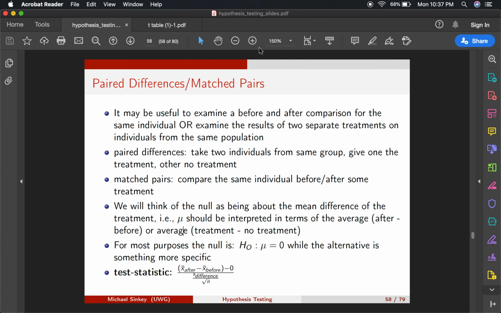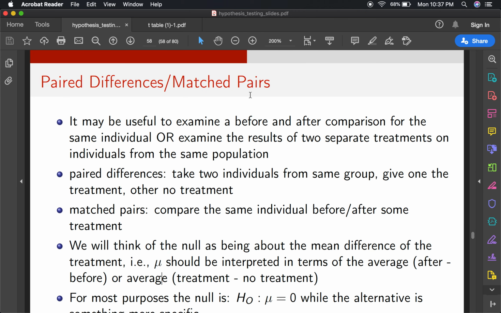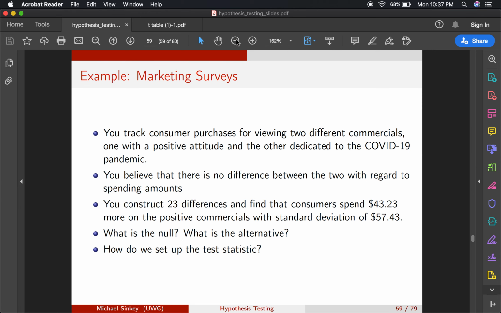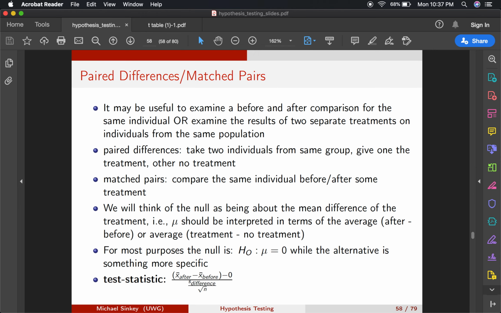The test statistic, I have the sample after, I have the sample before, and I just take the difference. So this is the mean difference: after, before, treatment, no treatment, policy, no policy, campaign A, campaign B. I'm just doing a difference there, and I'm comparing it to 0. There's a standard deviation in the bottom, and there's the square root of the sample size.